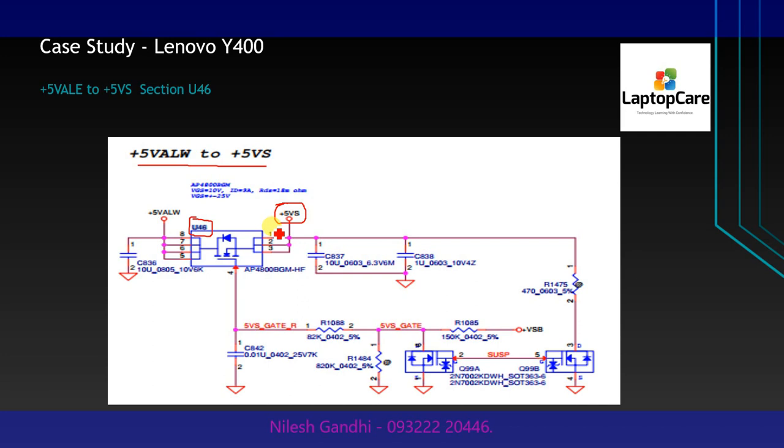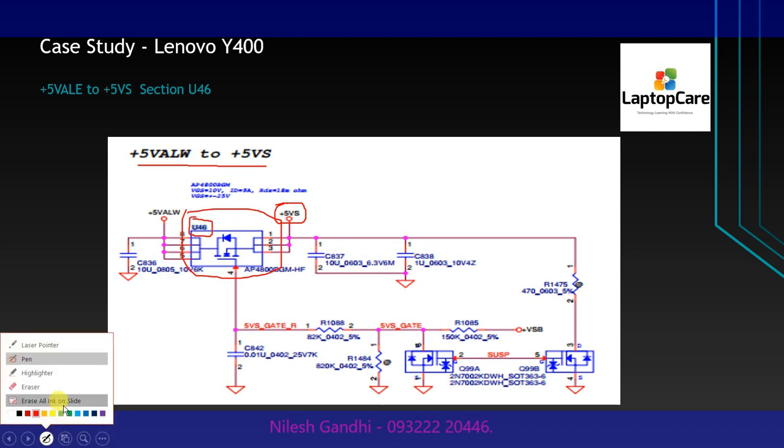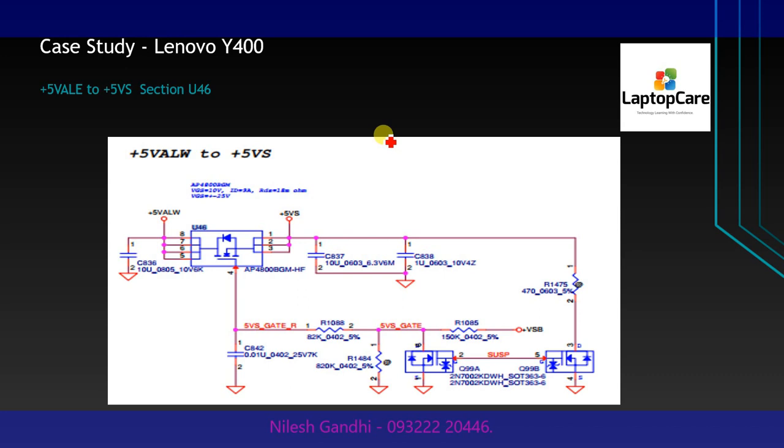So coming back to the topic, we have decided to inject 5 volt and full 5 ampere to this U46 IC, and decided to go for a heat test. This heat test is generally performed in two ways: either you can touch it and feel it, or you can use an IR thermometer or a laser thermometer to check the heat.